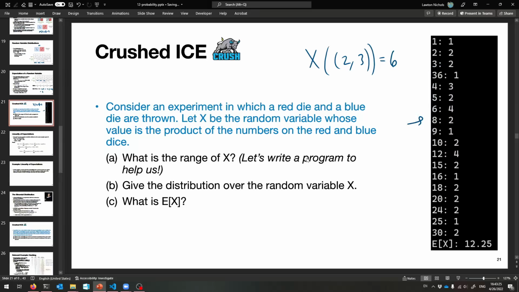Apparently you can't get 7, right? Because you have to multiply them. But there's 2 ways to get an 8, for example. You could roll a 4 and a 2 or a 2 and a 4. Does that make sense? There's only one way to get a 9.